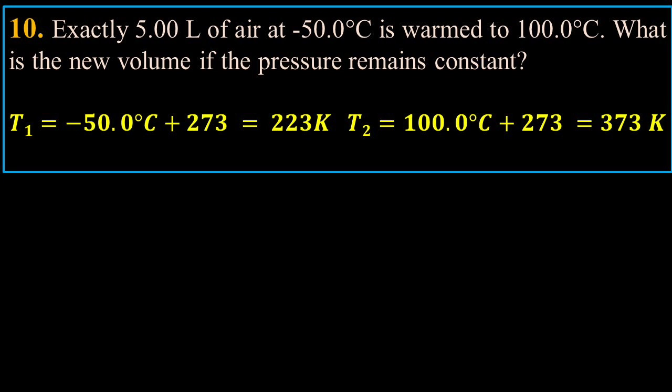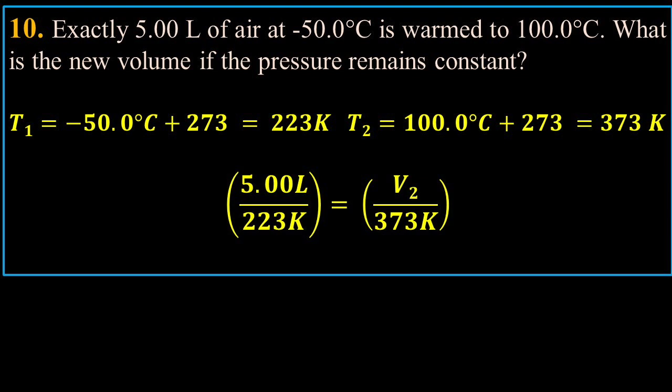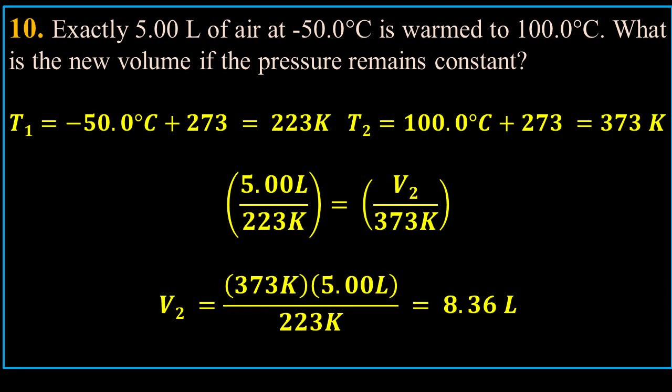So T1 is negative 50 degrees Celsius, and T2 is 373 Kelvin. Sorry, T1 is 223 Kelvin, not Celsius, my apologies. And T2 is 373 Kelvin. Then plugging into the equation, V1 over T1 equals V2 over T2, we cross multiply and divide, very simple. V2 equals 373 times 5 divided by 223, which equals 8.36 liters.